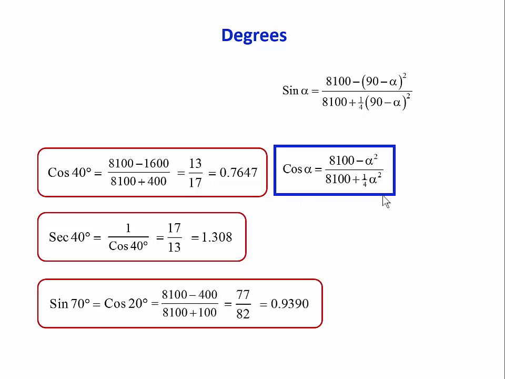So this is a nice formula and it's fairly accurate too. And surprisingly, it has zero error at 3 values of alpha: 0 degrees, 60 degrees and 90 degrees. So the error is 0 3 times in the range 0 to 90.